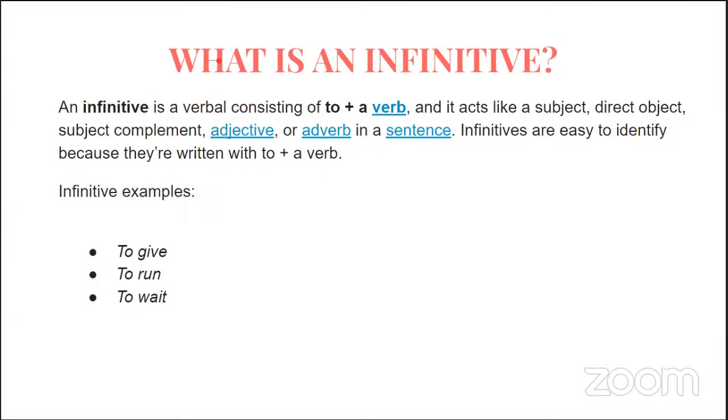We are going to be reviewing what an infinitive is and how you form an infinitive. Well, an infinitive is a verbal consisting of to plus a verb. The preposition to followed by a verb, and it acts like a subject, direct object, subject complement, adjective, or adverb in a sentence. Infinitives are easy to identify because they are written with to followed by a verb. Some examples are to give, to run, to wait.